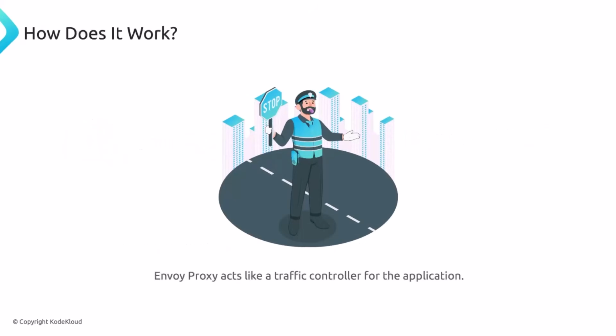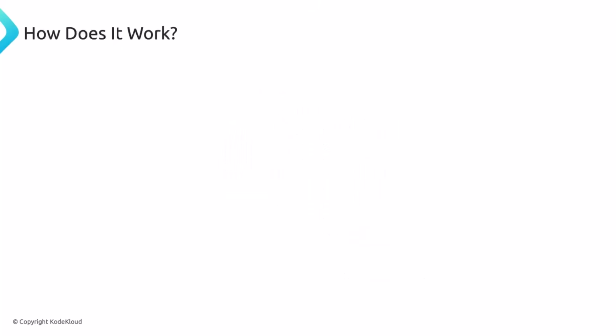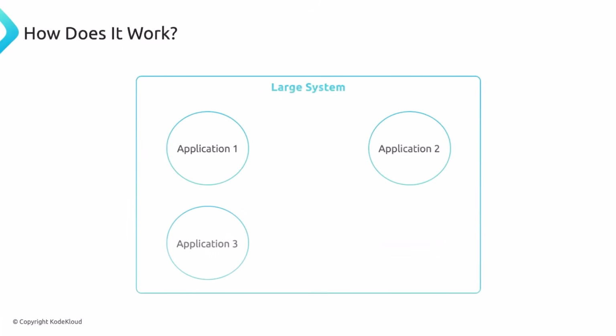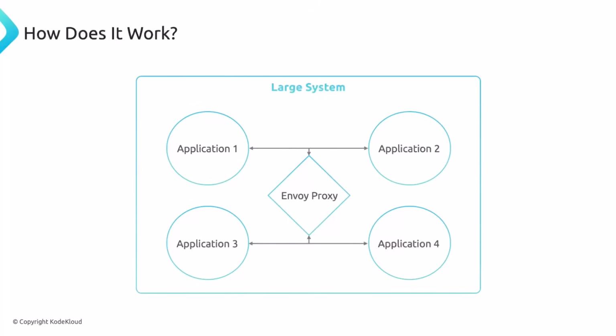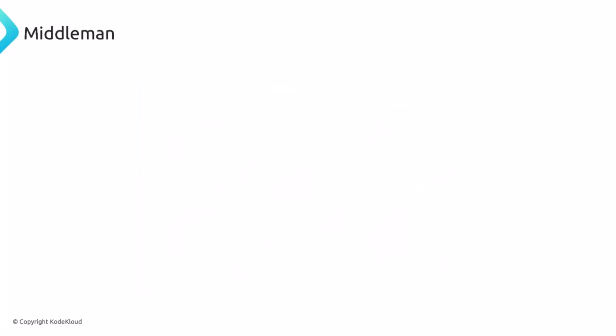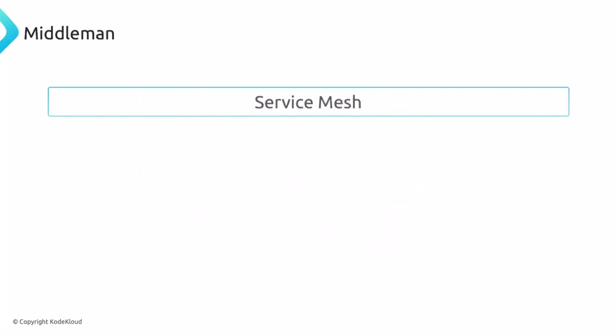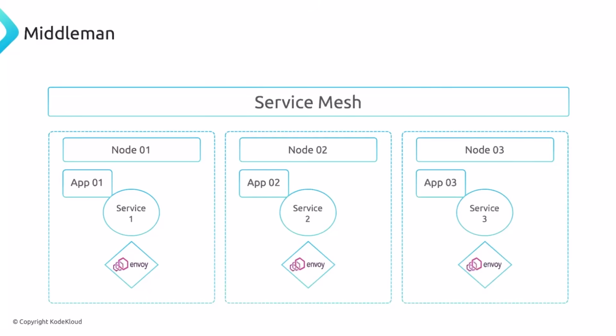Think of Envoy proxy as a traffic controller for your application. In a large system where there are many applications that need to talk to each other, Envoy proxy makes sure that the messages between those services get to the right place in the fastest and safest way possible. If you recall the classroom example, right? The assistant here is the Envoy proxy. It takes your note and makes sure it goes to the right student.